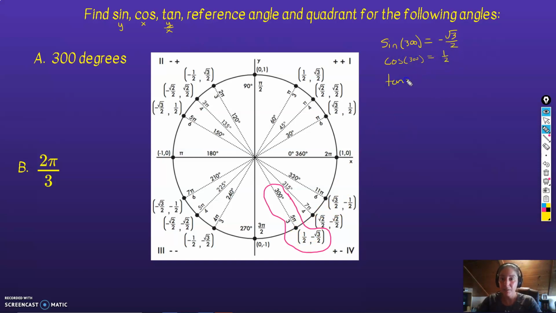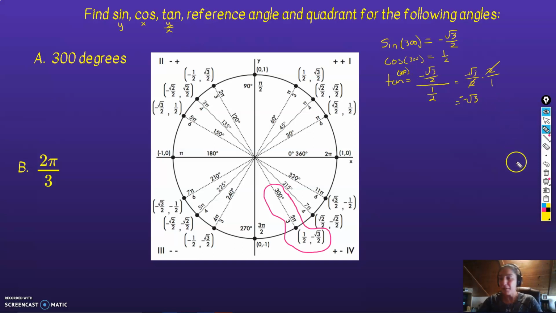Tangent is the y over x, or sine over cosine. So what is negative root 3 over 2 divided by 1/2? Let's do some quick algebra. Dividing by a fraction is the same thing as multiplying by its reciprocal. Those knock out, leaving negative root 3 over 1, which is better known as negative root 3. So there's the tangent of 300. Oh, I forgot to actually write 300. There it is. Tan of 300 is that.